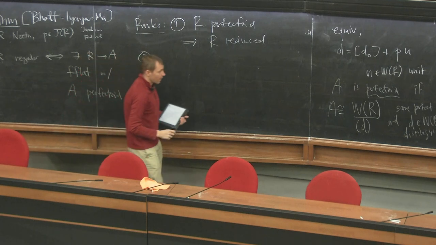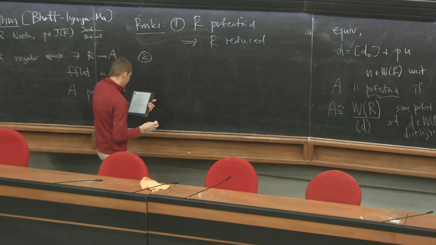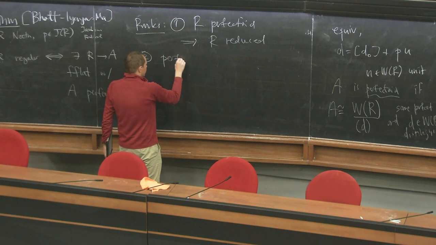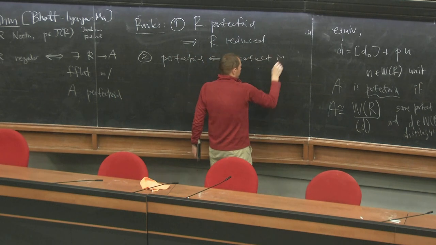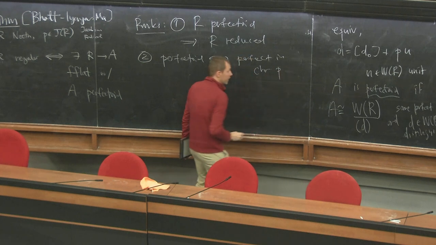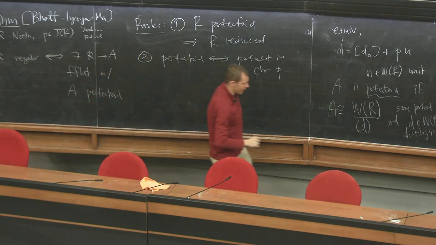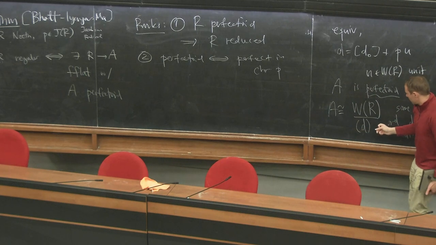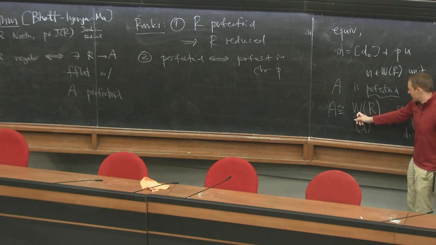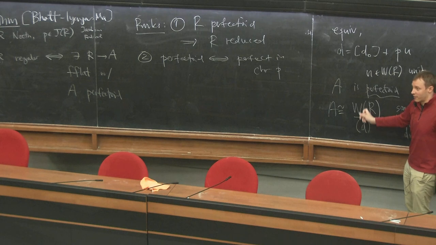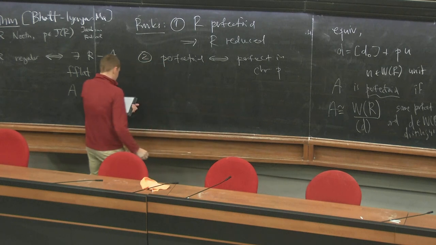Two, while it's not necessarily completely clear from our definition, maybe you'll see this in a second: if you're in characteristic p, then we would like to get again that perfect and perfectoid are the same thing. So how do I see that down here? Well, I could take p as my distinguished element, and I know that if I have a perfect ring, then W(R) mod p gives me back R, the thing I started with, and p is distinguished. Okay, great.